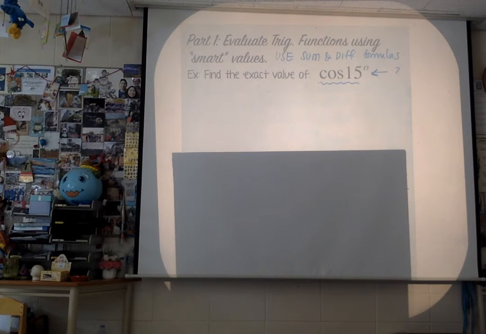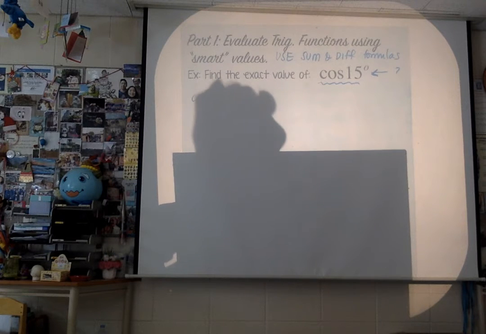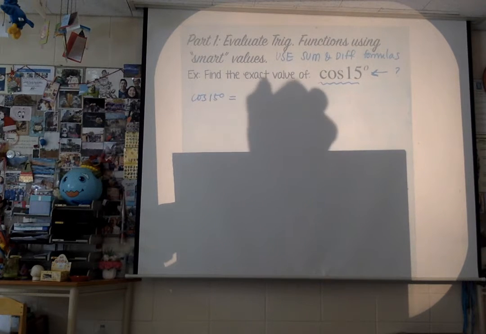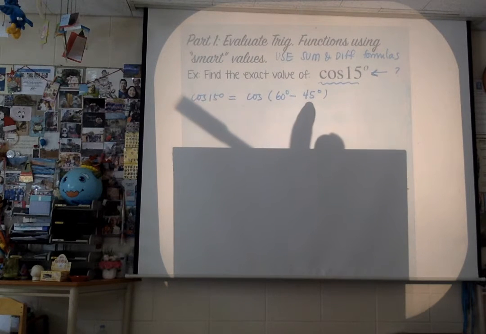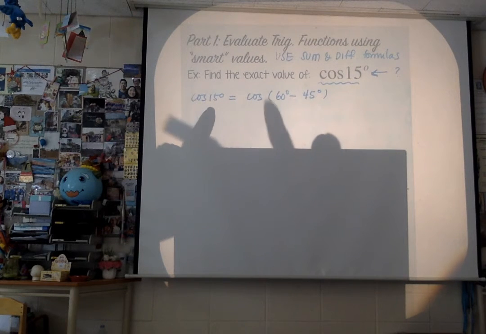And you could write it in many, many different ways, okay? So in other words, cosine of 15 degrees, it's the same thing as cosine of, if you want to use difference, let's use difference. How about 60 degrees? I know that's what you were thinking. And you know another one. What's 60 minus 45? That's 15 degrees, right?